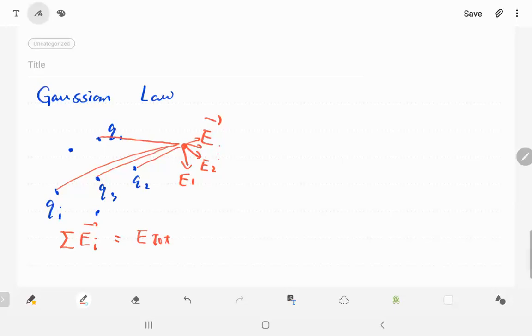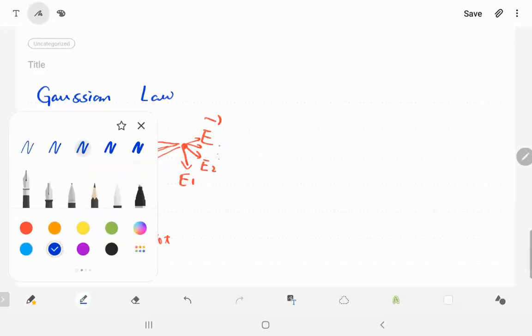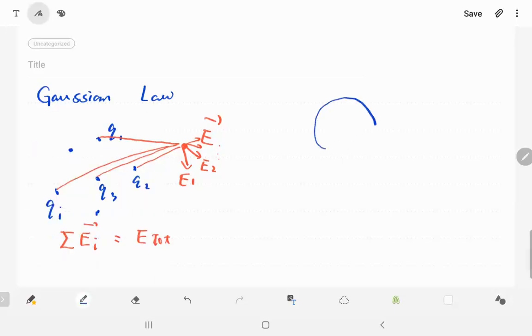Suppose we have a charged sphere or charged ball. There is a ball, and on the ball there are many charges, and the distribution is uniform. Then how do we calculate the electric field generated by this ball? Suppose we are going to calculate the electric field here.